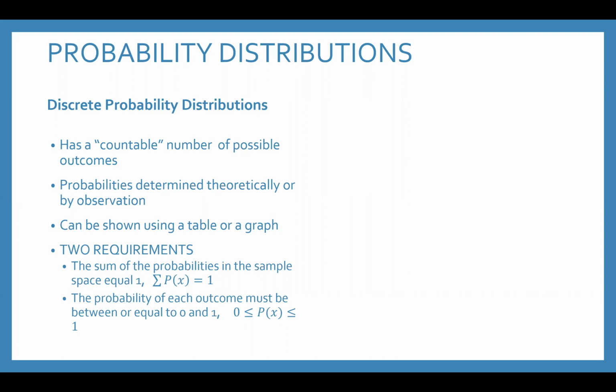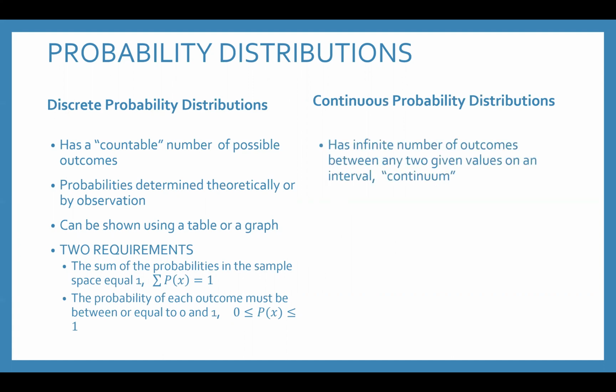The second type of probability distribution we talk about is a continuous probability distribution. The difference is a continuous probability has an infinite number of outcomes between two given values. Again, it's things that can be broken down into fractions. Think about time, because I could break it down from years to months, weeks, days, hours, minutes, seconds. So I can break it down. It's on like a continuum scale.